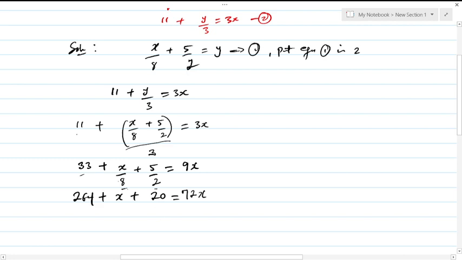I believe you understand. What we just did is that we found the LCM of 8 and 2, which is 8. Then we multiply each term by 8: 33 times 8, x over 8 times 8, 5 over 2 times 8, and 9x times 8.